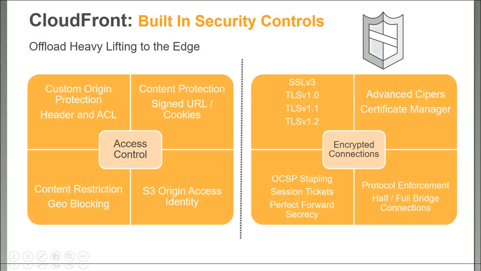And also we have protocol enforcement. So you may want to make sure that customers are always accessing your application over an encrypted SSL connection. You can do that with either a half bridge or a full bridge connection. A half bridge connection will be from the end user to CloudFront. The full bridge takes it all the way from the end user into the application through CloudFront and from CloudFront into the application tier. So in this way, you have a full encrypted pathway. So these are the built-in security controls that you have for the edge network.